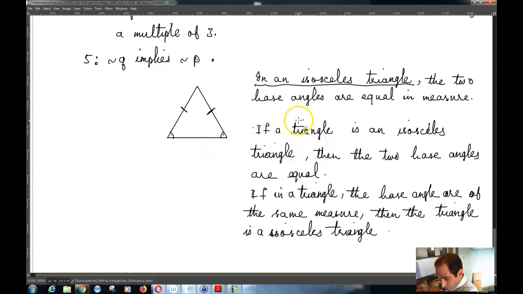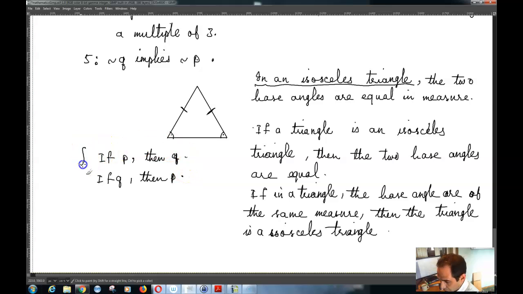Now, if you pay attention to these two statements, you can see that what I'm saying is that if a triangle is an isosceles triangle, then the two base angles are equal, and if in a triangle the two base angles are equal, then the triangle is an isosceles triangle, meaning that these are the exact opposite of one another. Here I'm saying, for example, if P then Q, over here what I'm saying is if Q then P.